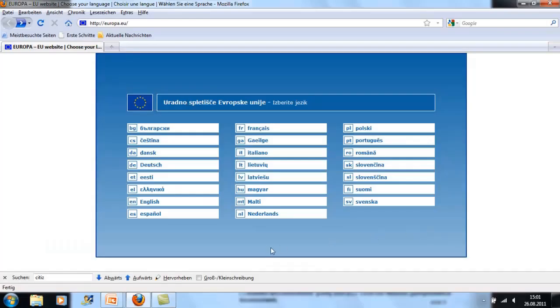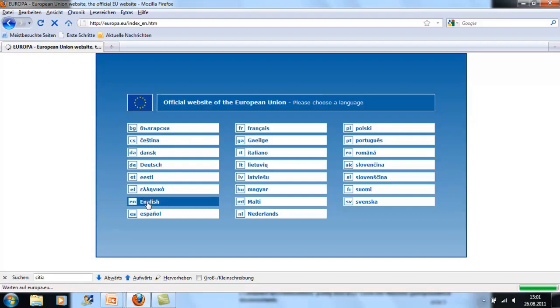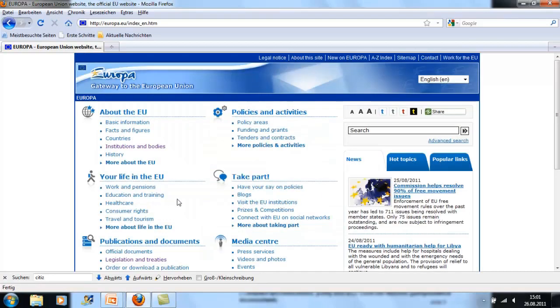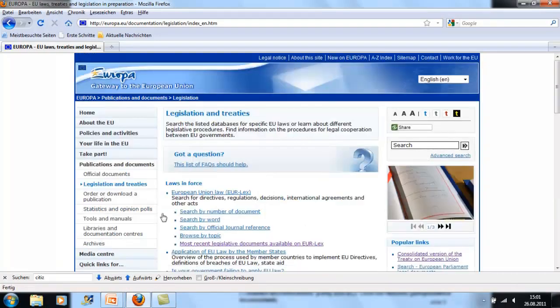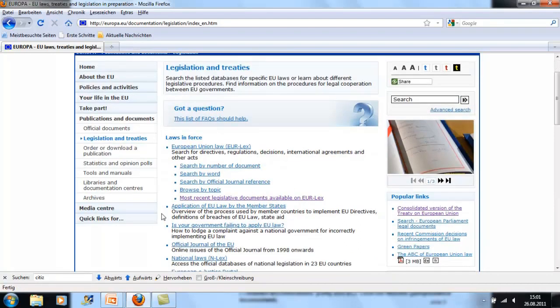Go to the webpage of the European Union at europa.eu. Then select one of the 23 official languages. There is plenty of useful information, but as we want to find out whether there is a special provision for a certain case, we will click on Legislation and Treaties. EUR-Lex provides free access to European Union law and other documents considered to be public. Click on Most recent legislative documents available on EUR-Lex.